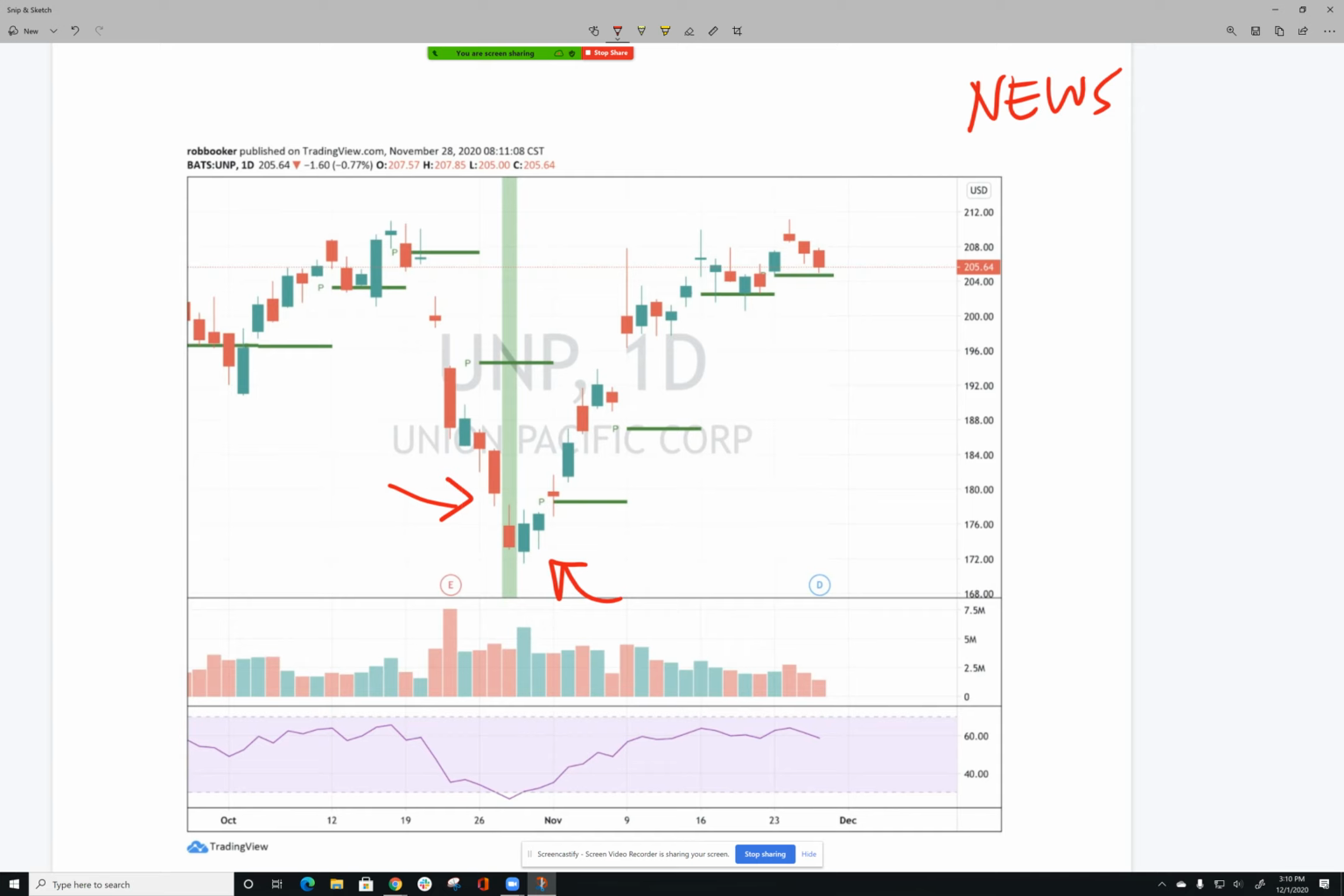It is when it comes to penny stocks. It isn't when it comes to Union Pacific. I'm not going to say why. That's off topic.